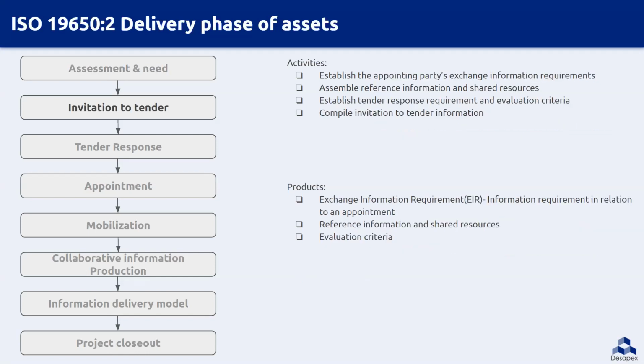Then we come to the invitation to tender stage. At the invitation to tender stage, the EIR document is established by the lead appointed party. It is basically a combination of the OIR, PIR, and AIR documents, and this is used for tendering. So we combine all these three documents and create an EIR. Some reference documents from previous projects which translate the requirement are shared by the appointing party. Resources like reference drawings and families are shared, so they are collected.